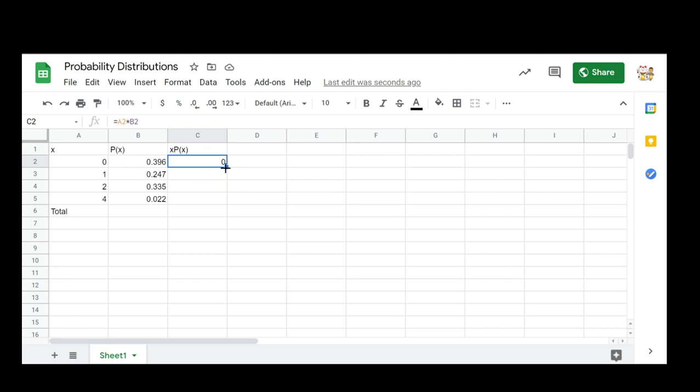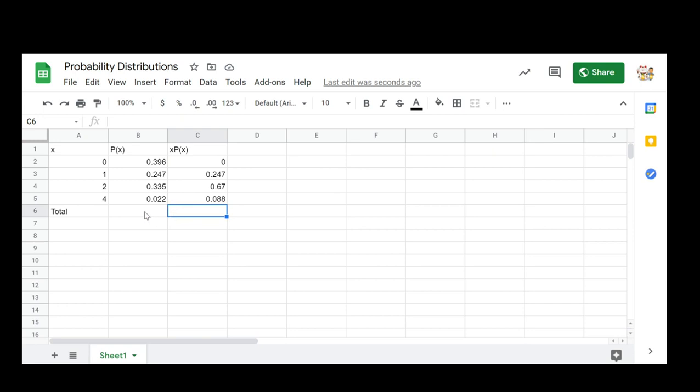In some cases it may ask you if you want to autofill, which basically means do you want to use the same formula for the rest of the cells. You can click OK, or if that doesn't come up, you can click on this little blue box and drag it down as far as you want to go, and release. It will carry down that formula for you. And we can see that these are the same values that I got when I calculated it by hand.